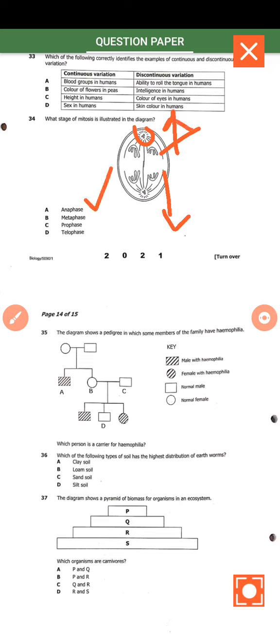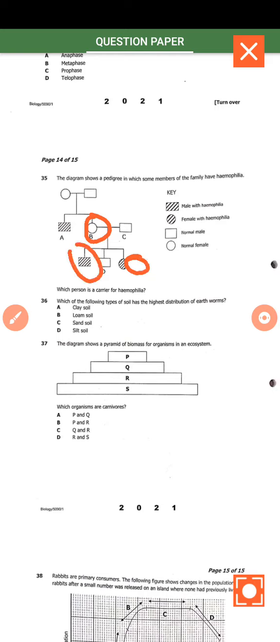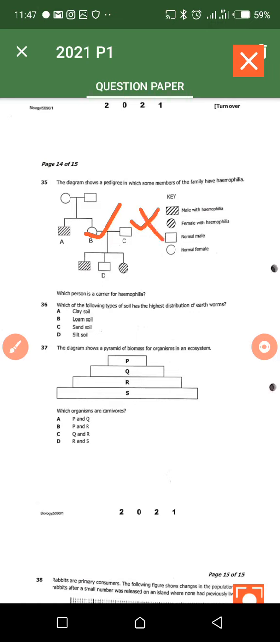Okay, 35, the diagram below shows a family pedigree in which some members of the family have got hemophilia. Then the question is which person is a carrier for hemophilia. So you can see that this person is a carrier, B is a carrier, because they produced offspring with hemophilia. So B is the correct answer there. Okay, this one is sick and a male cannot be a carrier. And then D, a male cannot be a carrier again. So B is the correct answer there.